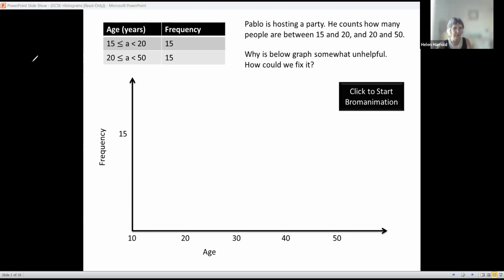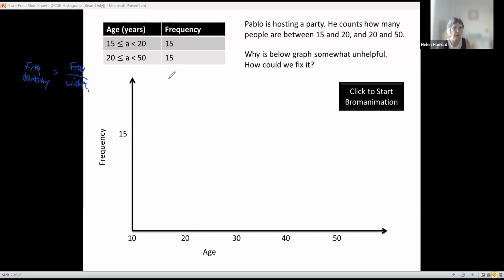Okay, so we've got frequency density, and it's frequency over width. I know that some of you have done this before, some of you haven't. So you have to figure out what the width is. The width of this one is 5 because it's going from 15 to 20. The width of this one is 30 because it goes from 20 to 50, and the frequency is that.